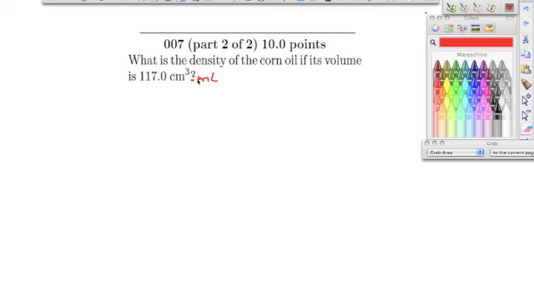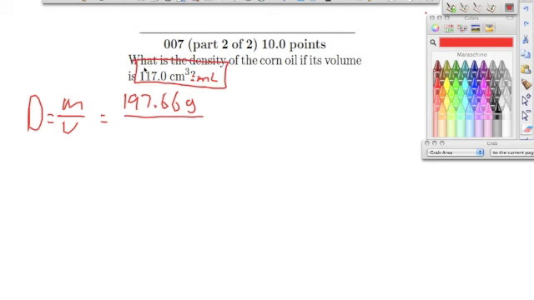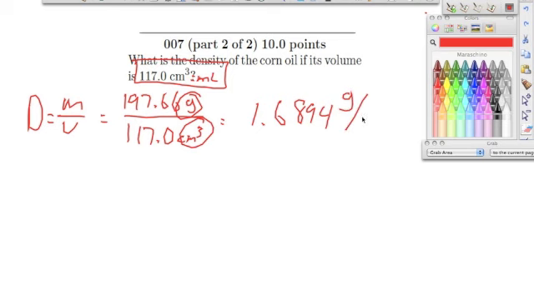Okay, when we're looking for density, our equation for density equals our mass divided by our volume. Okay, we calculated the mass in the previous problem of the oil. It was 197.66 grams. And then we have the volume, which we have right here, which is 117.0 cubic centimeters. So all we have to do is go ahead and divide this out, and we would get an answer of 1.6894, and our unit would be grams per cubic centimeter, or g/cm³.